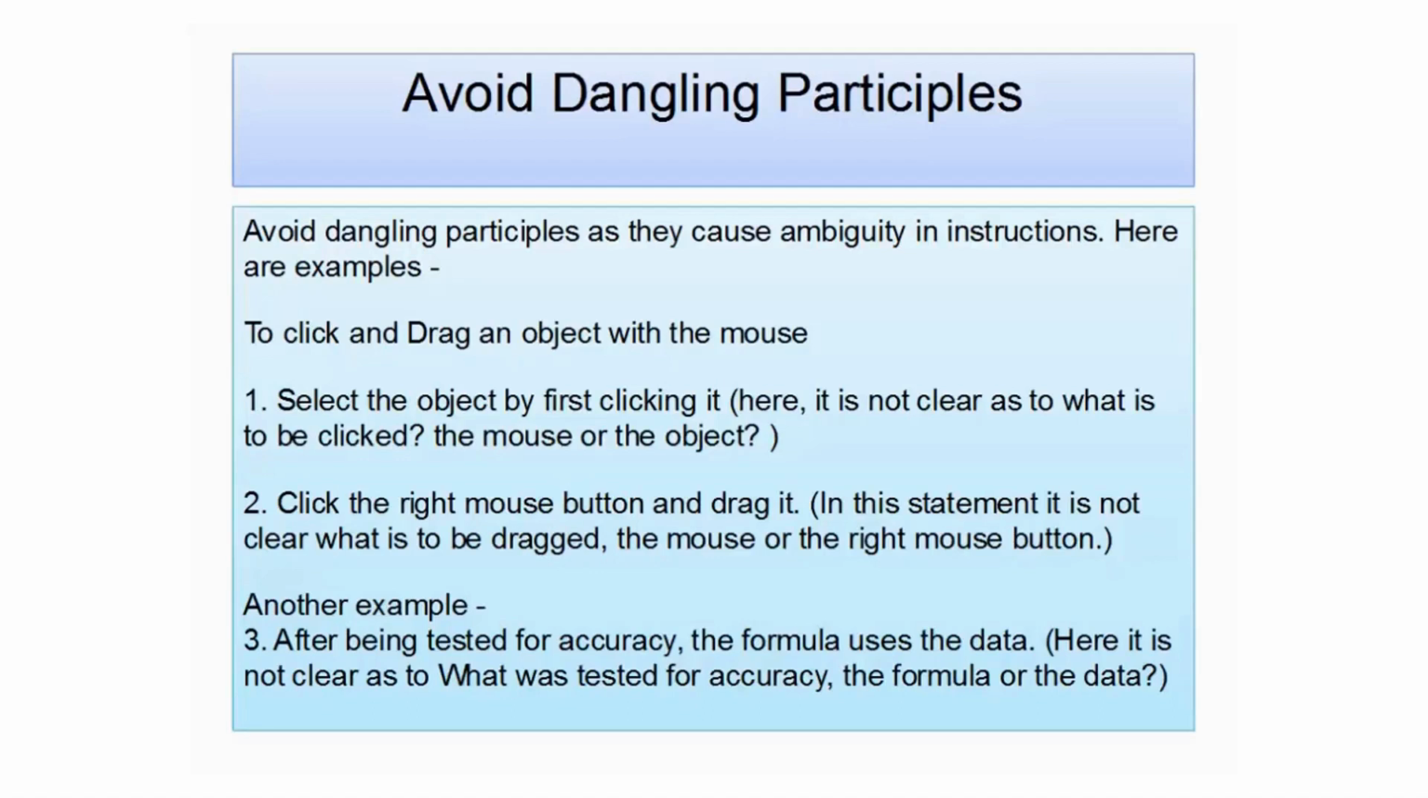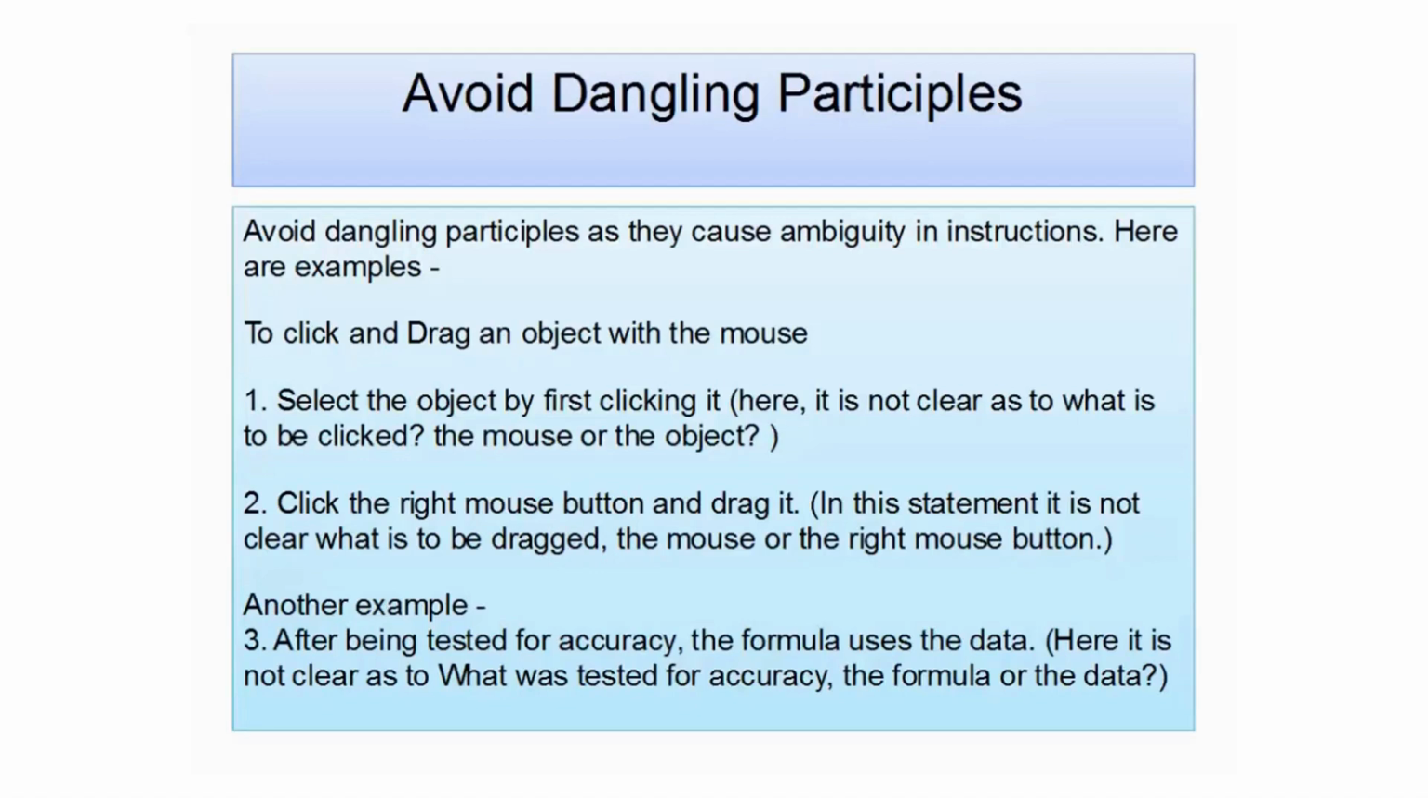Here are examples. To click and drag an object with the mouse, select the object by first clicking it. Here it is not clear as to what is to be clicked, the mouse or the object. Statement 2. Click the right mouse button and drag it. In this statement, it is not clear what is to be dragged, the mouse or the right mouse button. Another example. After being tested for accuracy, the formula uses the data. Here it is not clear as to what was tested for accuracy, the formula or the data.